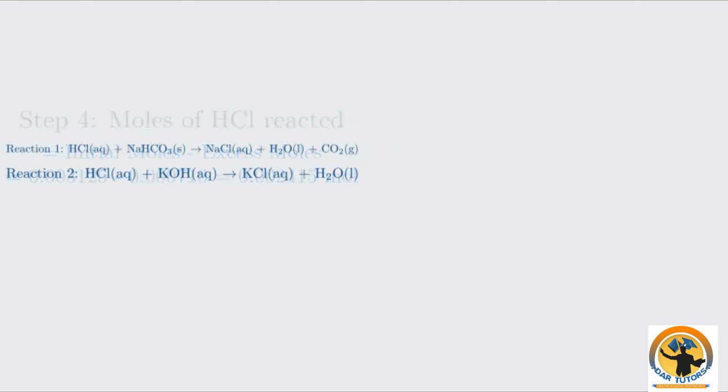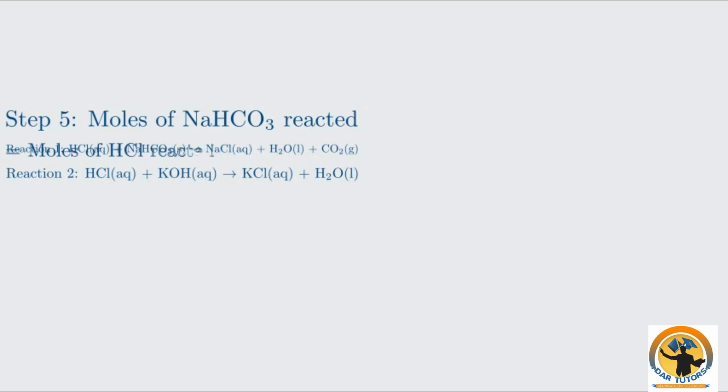0.002415. Our next step is to convert these moles of NaHCO3 to a mass. The molar mass of NaHCO3 is 84.01 g/mol. Multiplying the moles by the molar mass gives 0.2029 grams of NaHCO3 in the tablet.